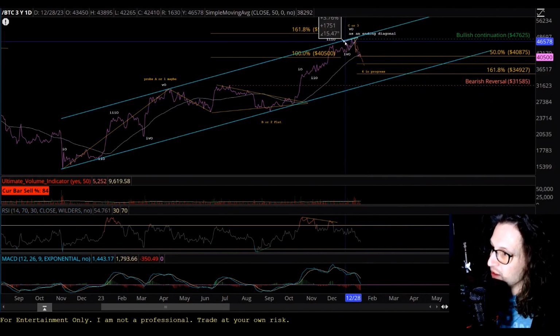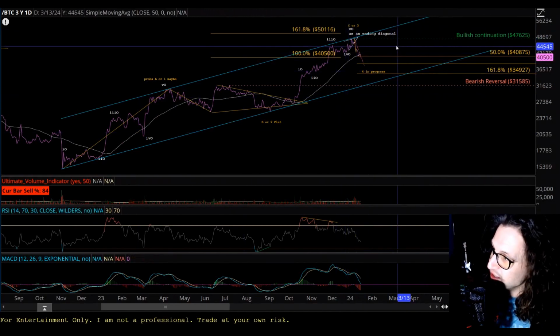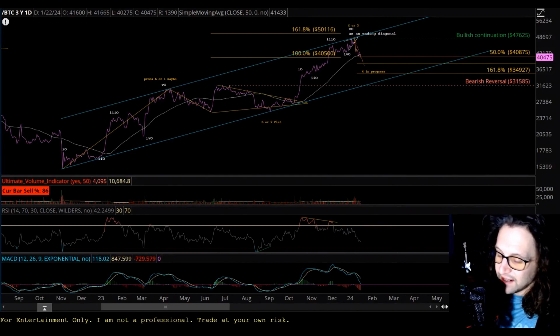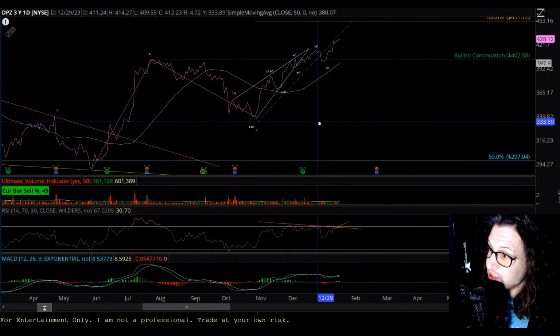And so if we can hold there, then we can suppose that we're actually still in a motive trend and we're looking for upside at a larger wave degree. This is what I'm working on with Dominoes currently.